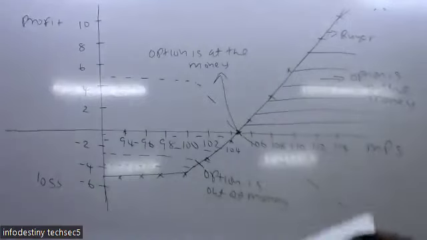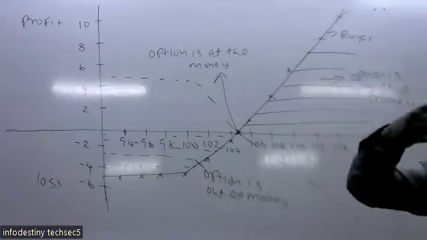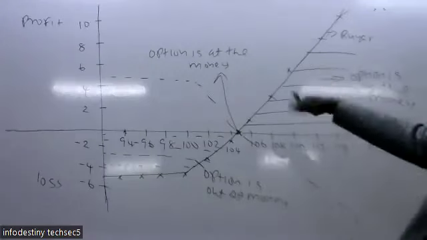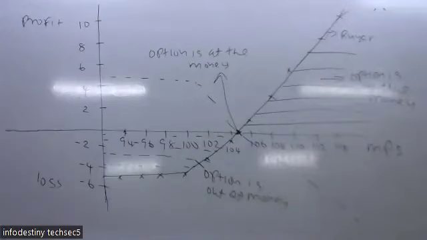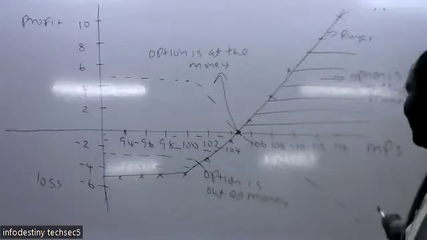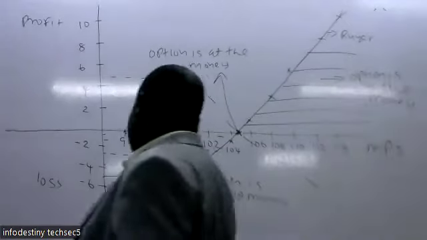If it were the put option, it would be the reverse, because you will draw it. This one is the call option. But if it were the put option, just a demonstration in the reverse.